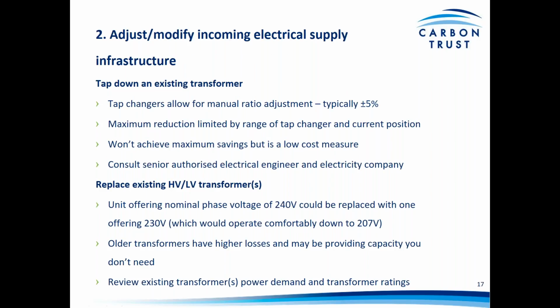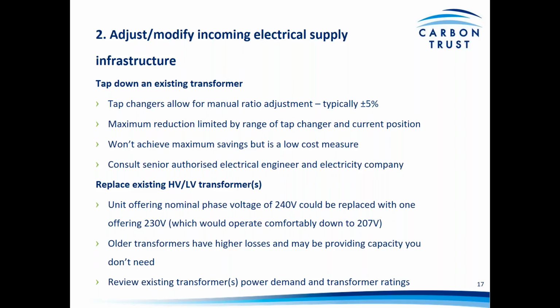Second option would be to adjust or modify the electrical supply infrastructure. So again, two ways of doing this. The first would be to install a tap changer. So this would allow you to essentially tap down the existing transformer and make a manual ratio adjustment. This would typically be within a tolerance of 5%.